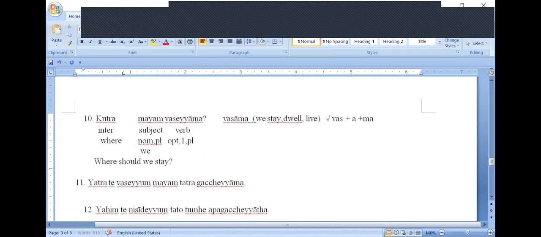Number 11. Right. Next person want to volunteer. Yatra te vaseyum mayam tatra gacheya. Okay, next volunteer. This is not so difficult. Anybody want to try?